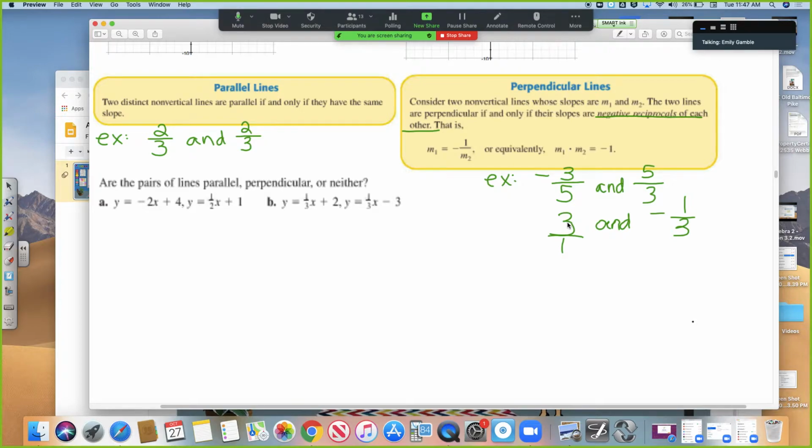So looking at these two examples, A says y equals -2x plus 4, and y equals 1/2 x plus 1. We want to know if these lines are parallel, perpendicular, or neither. All you need to do is look at the slopes. -2 and 1/2. Are these parallel? That's easy to see no, because they have to be exactly the same to be parallel. Are they perpendicular?